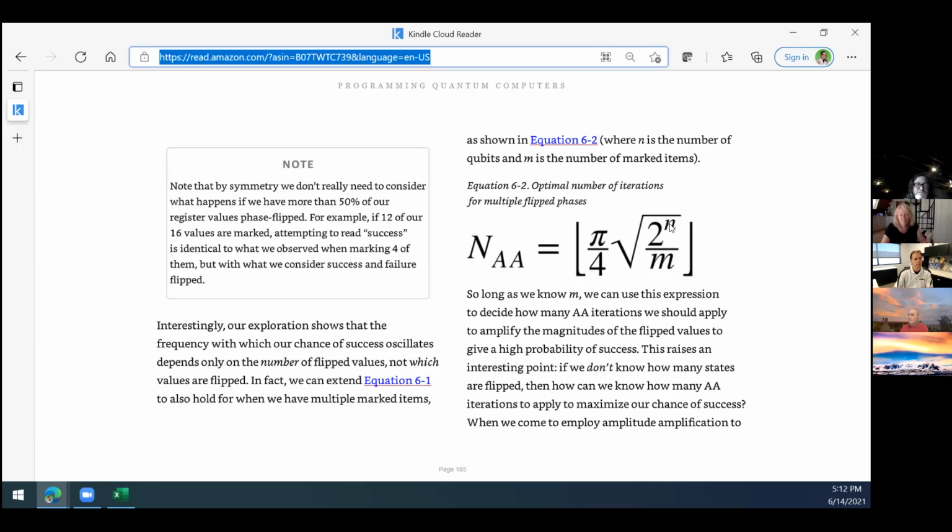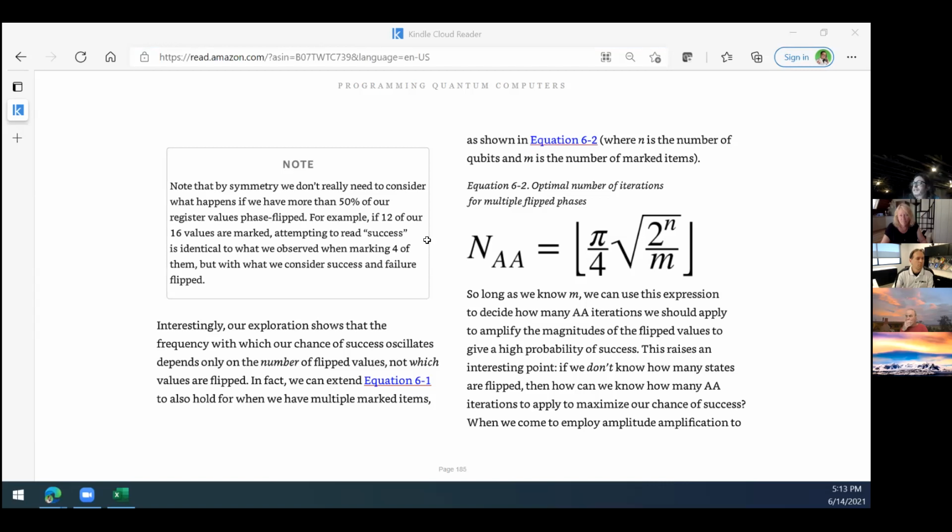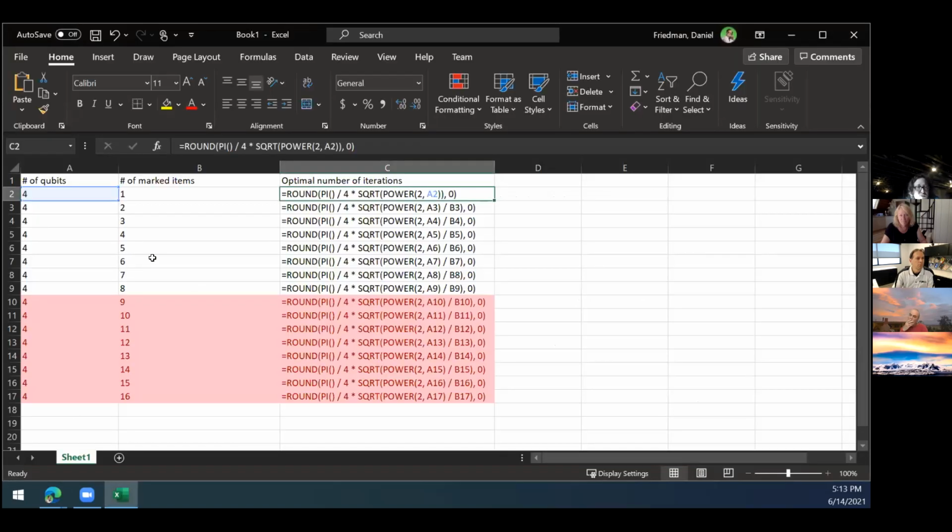So in this case, we have 2 to the 4, which is 16. And m could be anywhere from 1 to 15. I guess you could put 1 to 16. You can't do it with 0, because that will blow up. But if we look at the Excel, just really quick, and let me switch this.